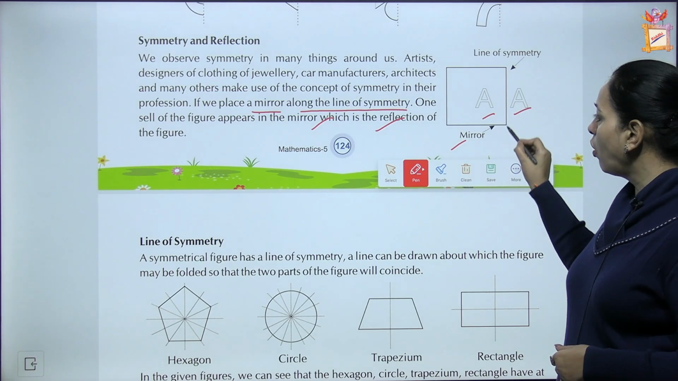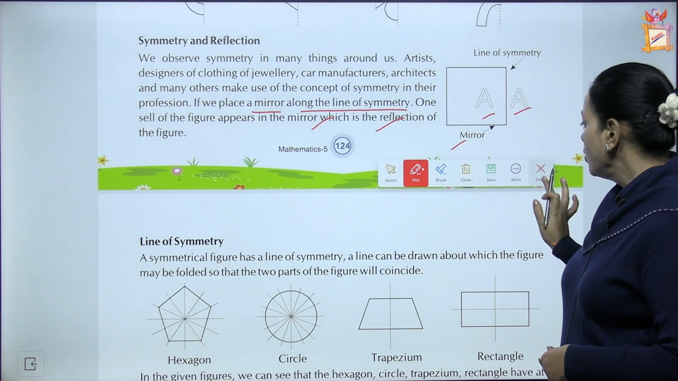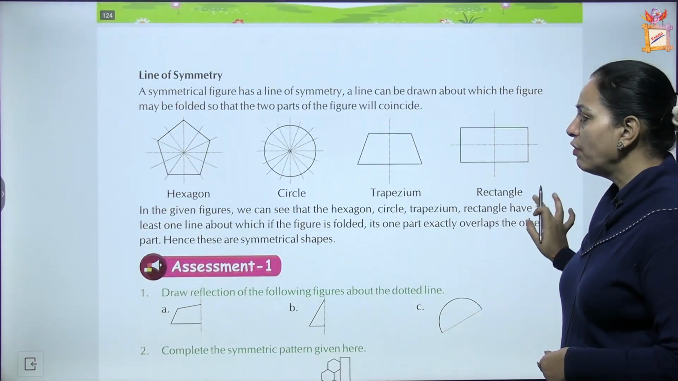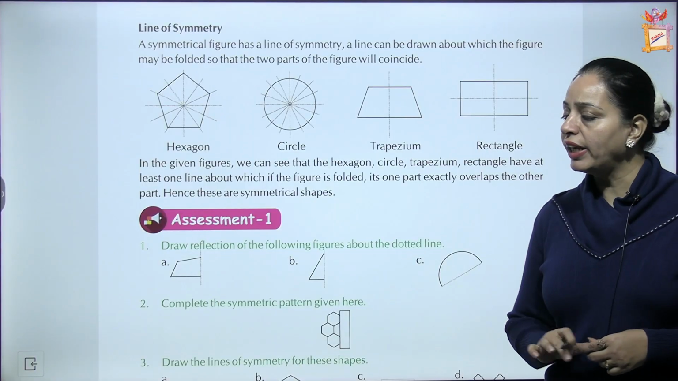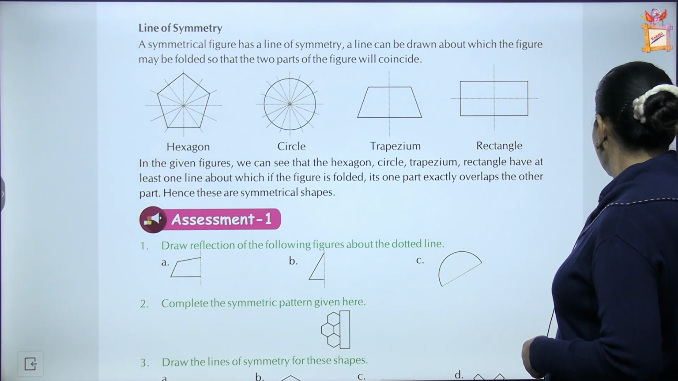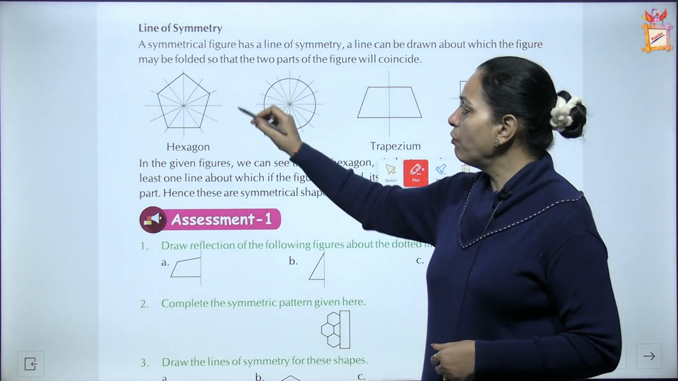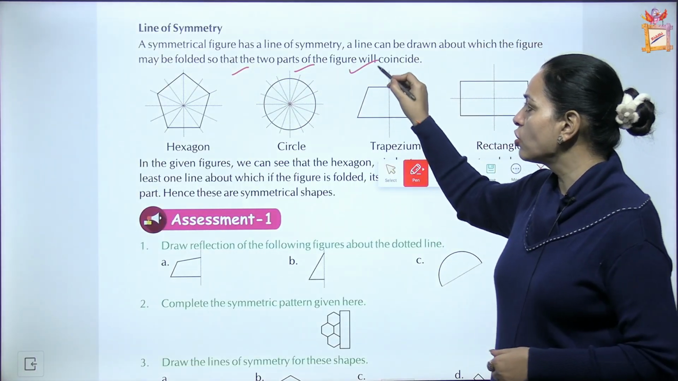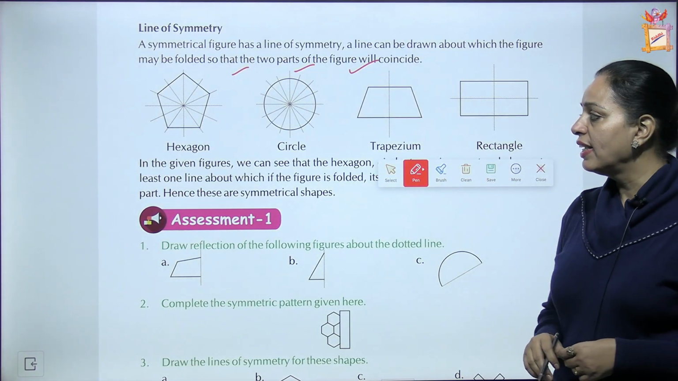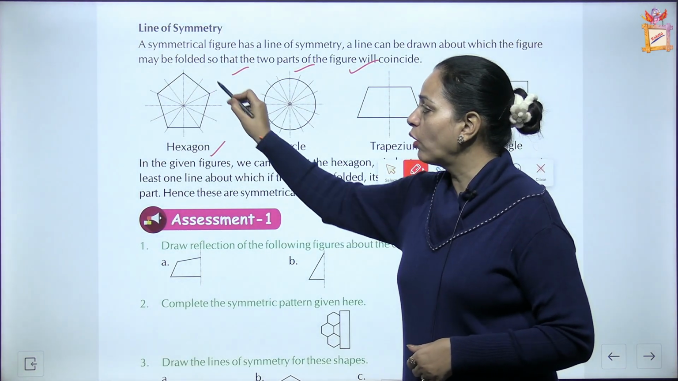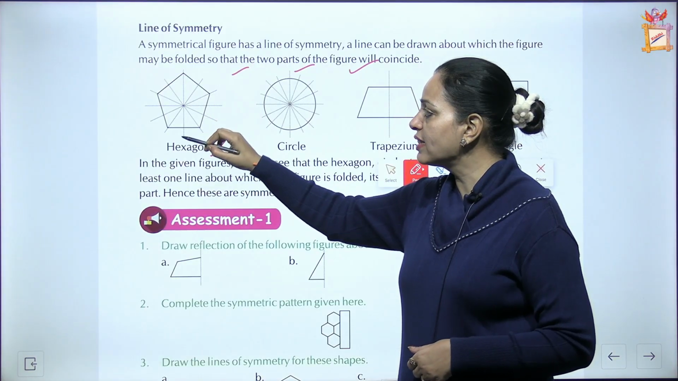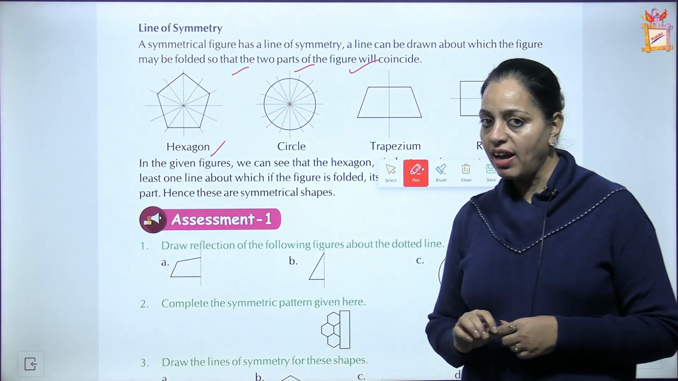So this is the line of symmetry, right? So line of symmetry: a symmetrical figure has a line of symmetry. A line can be drawn about which the figure may be folded so that the two parts of the figure will coincide. Like here hexagon, a regular hexagon when all the sides are same. So we can draw 6 lines.